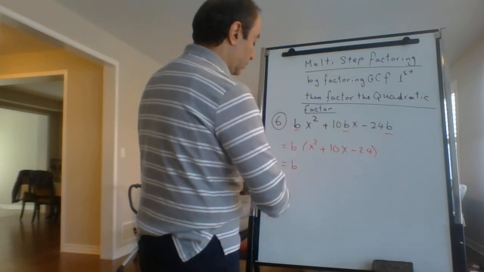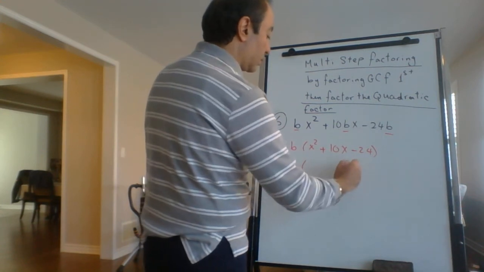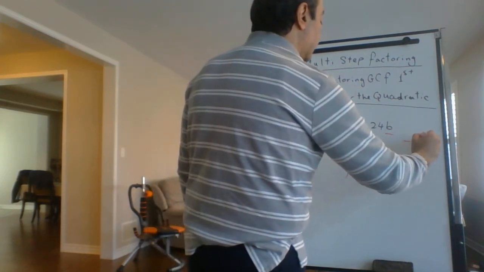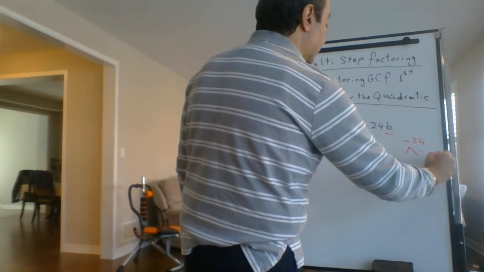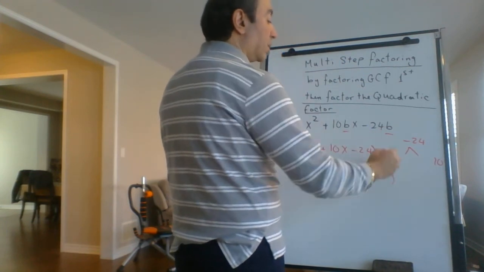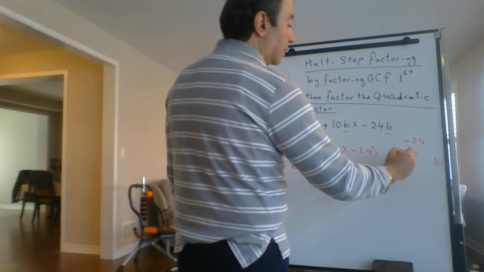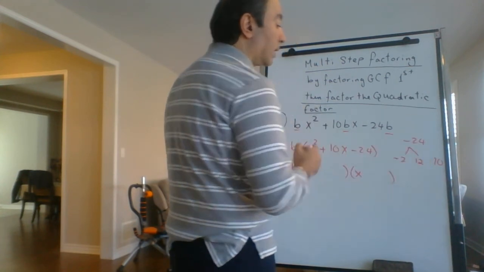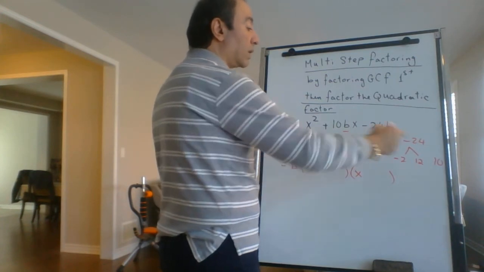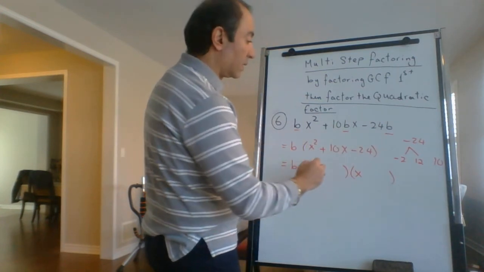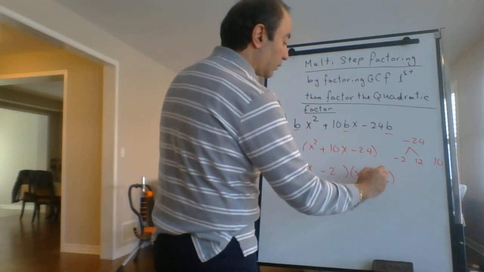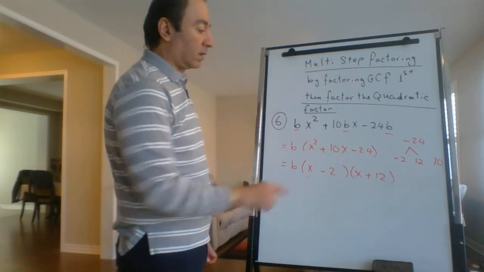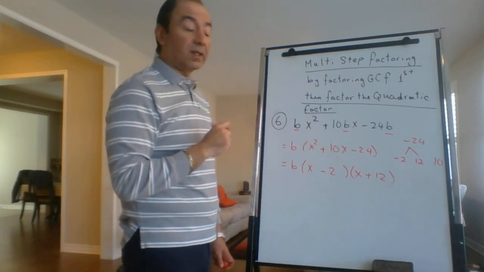Now we can factor, x and x. We need to think of two numbers that multiply to negative 24 and add to 10. You will keep trying, but the answer will be negative 2 and positive 12, because those multiply to negative 24 and at the same time add to positive 10. So negative 2 and positive 12. Of course, it doesn't matter if you write the positive 12 first and the negative 2 second in the second bracket. It will not make any difference.